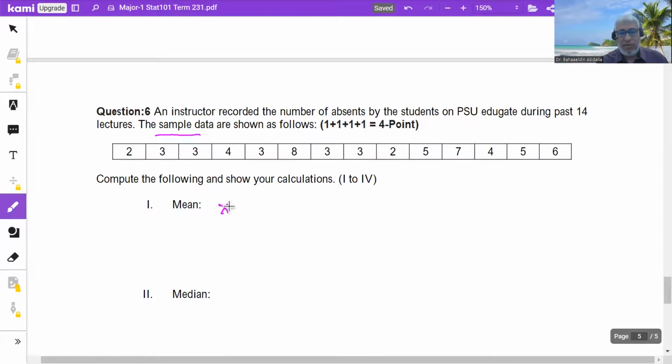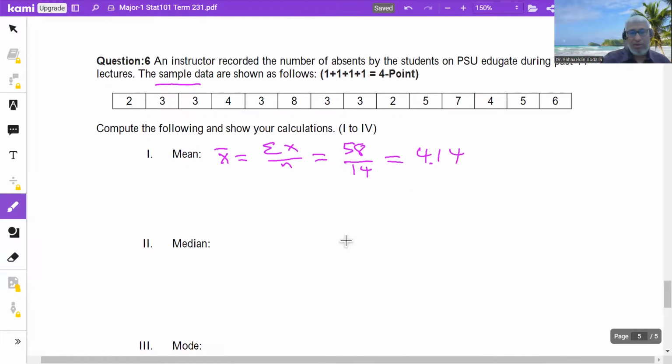Mean. Well, the mean of the sample is called X bar, and it is summation X over N. So you add all of these numbers. If you add all of them by the calculator, you will get 58. And the total number is 14. Divide 58 by 14, that's 4.14. So that's the mean.